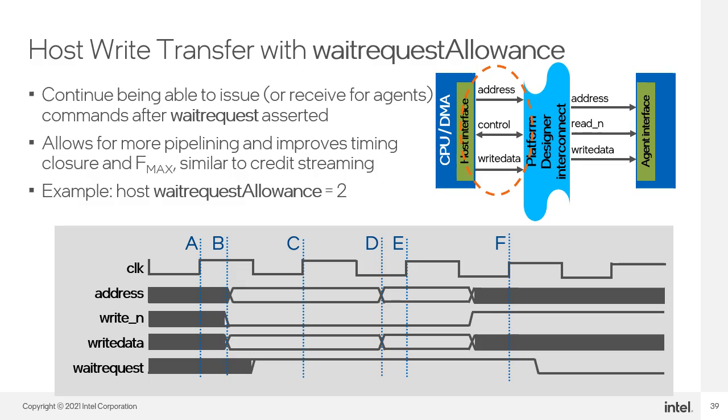In the example shown here, waitrequestAllowance is set to 2. Even though waitRequest is asserted, the host issues 2 write commands at clock cycles C and E, corresponding to the waitrequestAllowance value, both of which will complete successfully. However, the host cannot issue any further commands if waitRequest is asserted for more than 2 clock cycles, as is the case with the 3rd cycle at cycle F. The host must deassert its control signals for this cycle. See the Avalon specification for more examples of this property's use.